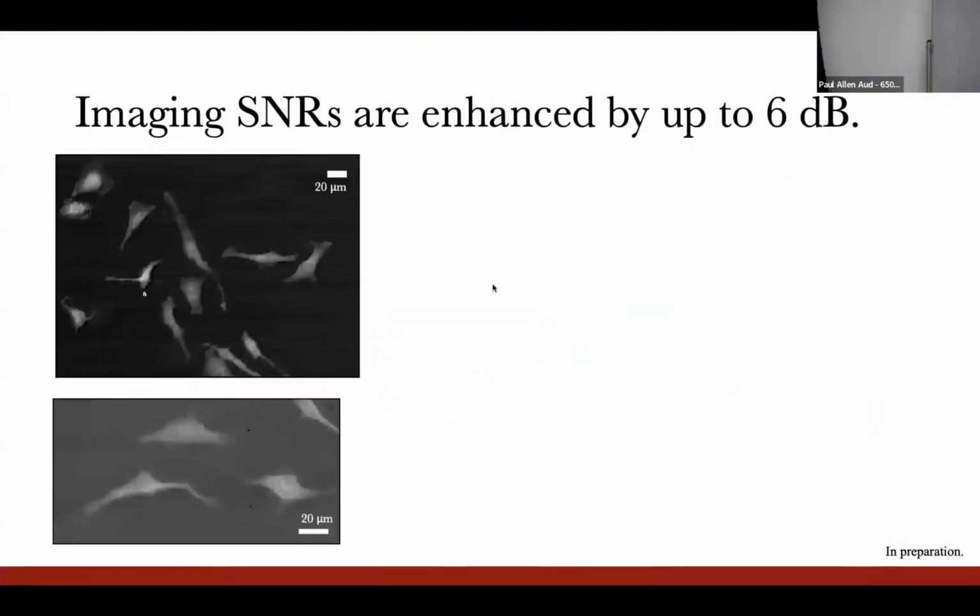In imaging, we get slightly lower signal to noise improvements. This is due to additional loss in these biological samples. So what you see here are some images of HeLa cells. These are living. We put them right in the microscope at the cavity waist, and then we scan the sample through that waist to generate these images.